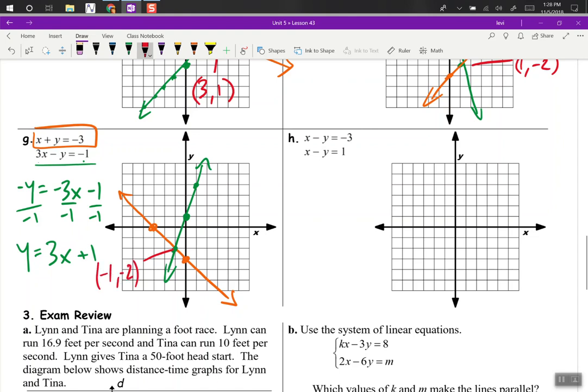And h, our x-intercept is -3, and our y-intercept is 3. That means we have a slope of 1. And our x-intercept is 1 here, and our y-intercept is -1.